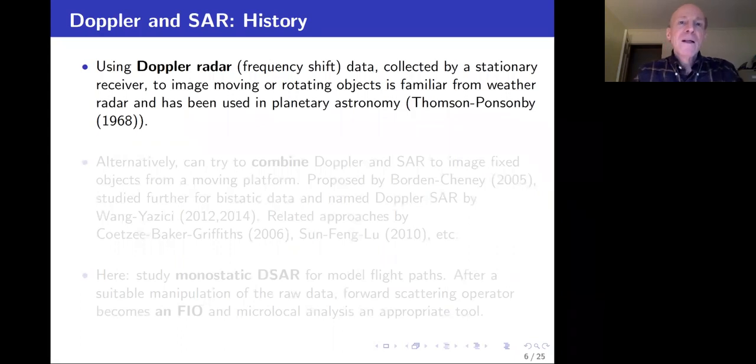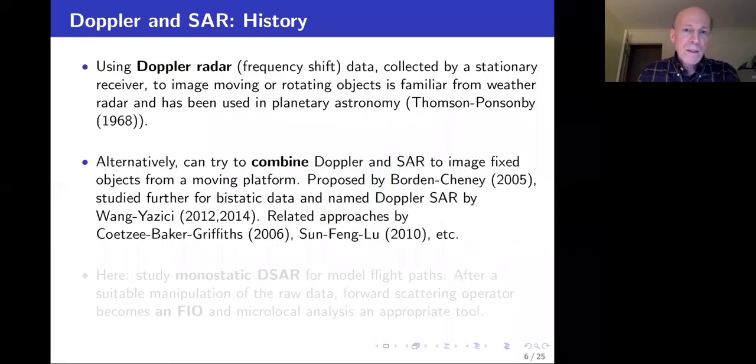Okay, so let's get a little bit of history about Doppler and SAR. So first of all, of course, Doppler radar used in frequency shifts is very familiar. So collecting from a stationary receiver, collecting data about moving objects. One sees this all the time in weather radar. It's also been used in planetary astronomy, measuring either velocities or rotations of planetary objects or asteroids. So Doppler radar is certainly well established.